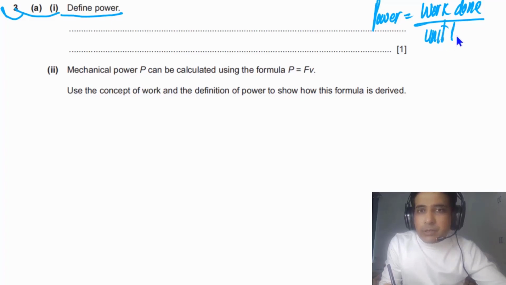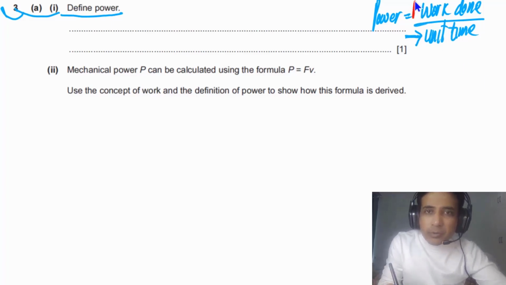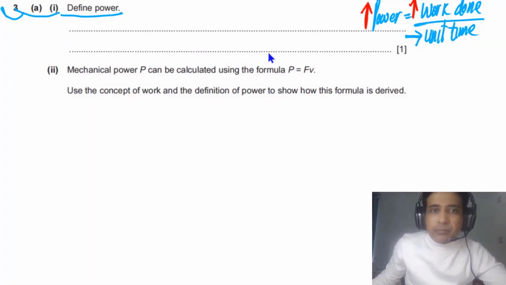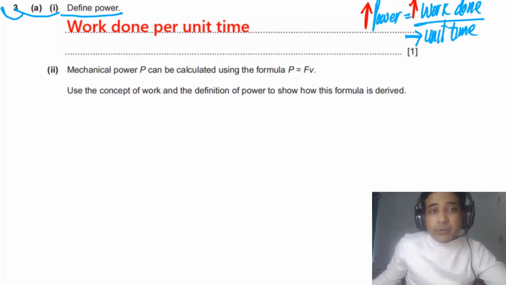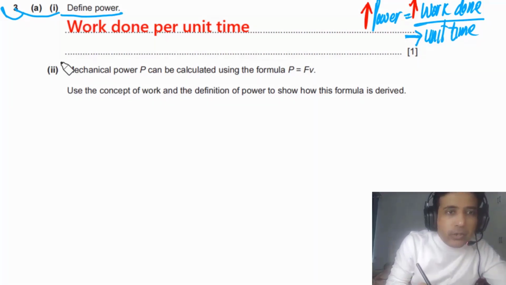So in this case, if we fix time, if we keep time constant and we increase the amount of work done, it means the power is greater, and vice versa is also true. So for the answer of this question, simply we can say work done per unit time. So if you write on this one, you will get 1 mark. Now let's go to the second part.